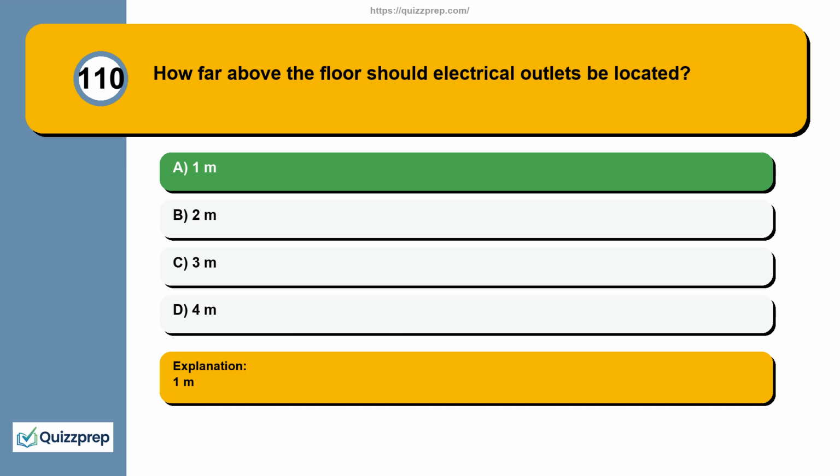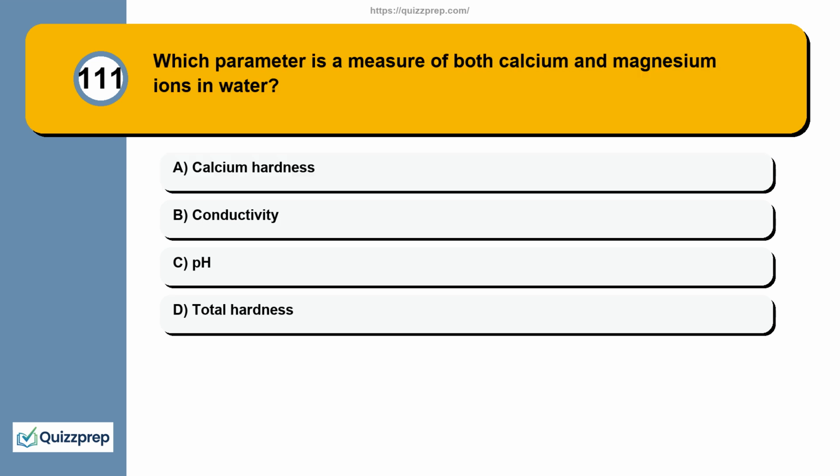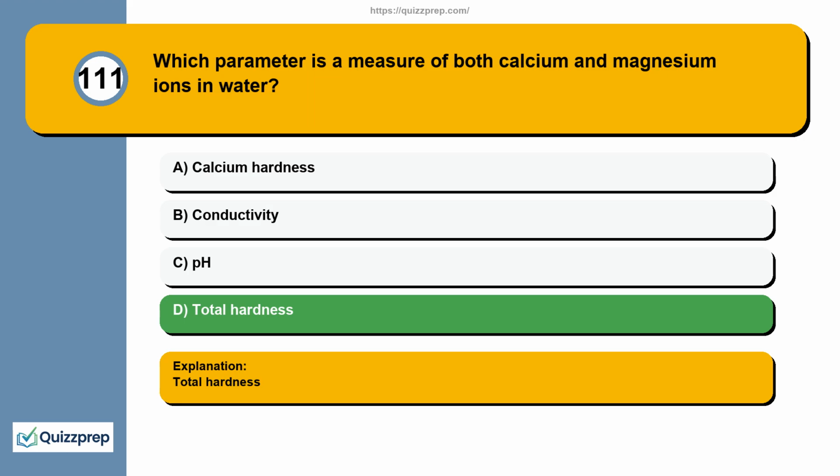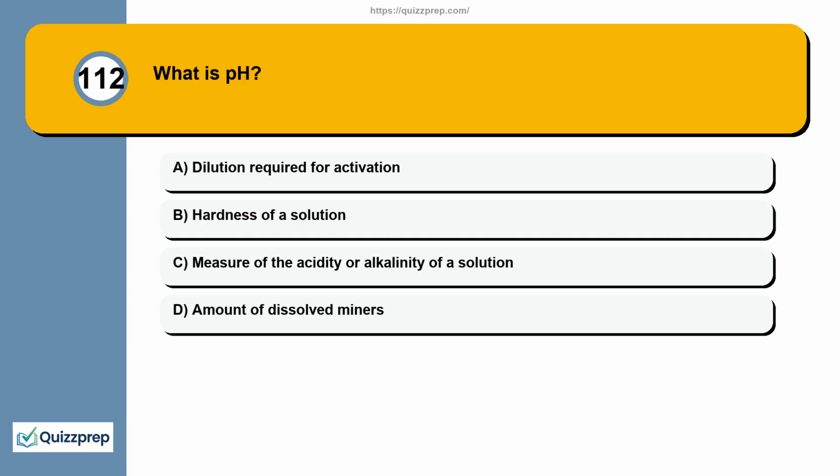1M. Question 111. Which parameter is a measure of both calcium and magnesium ions in water? Option A, calcium hardness. Option B, conductivity. Option C, pH. Option D, total hardness. The correct answer is option D, total hardness.